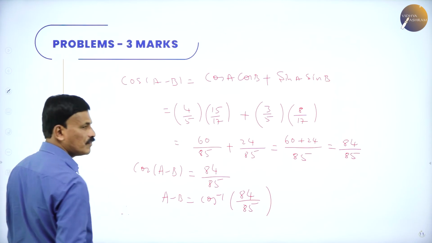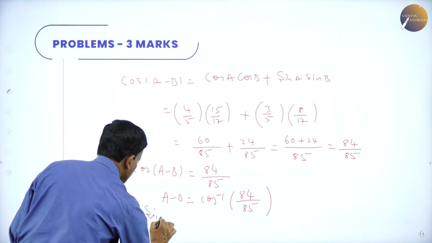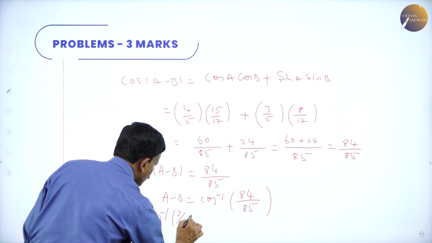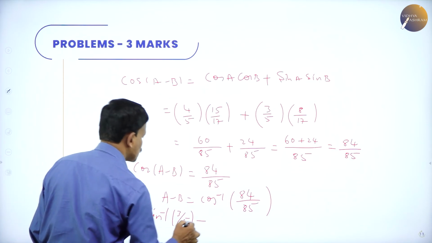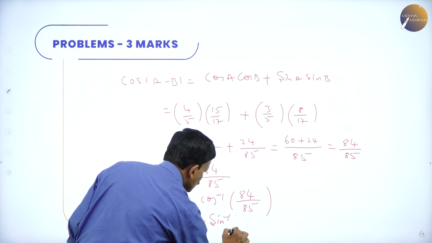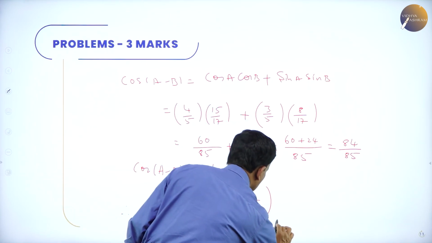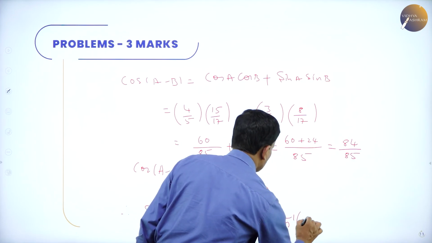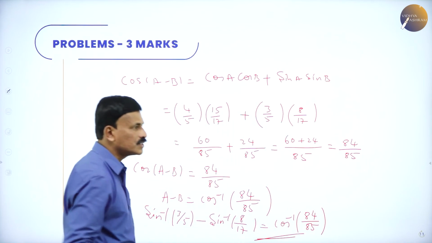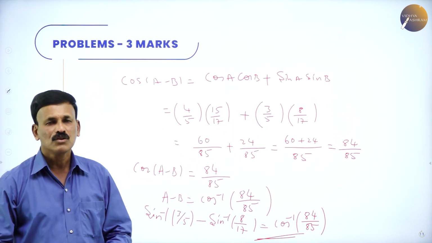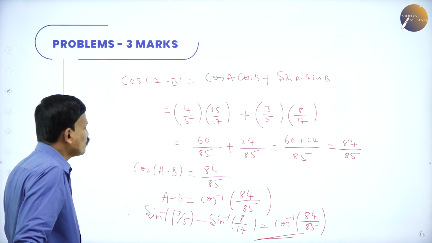Therefore, substitute the value of A. A is equal to sin inverse 3 by 5. Sin inverse of 3 divided by 5 minus, what is B? B is sin inverse 8 by 17. This is equal to cos inverse of 84 divided by 85. This is the required answer. This is what we want to get. Okay, hope you are following this. So this is how we are going to solve this type of problem.